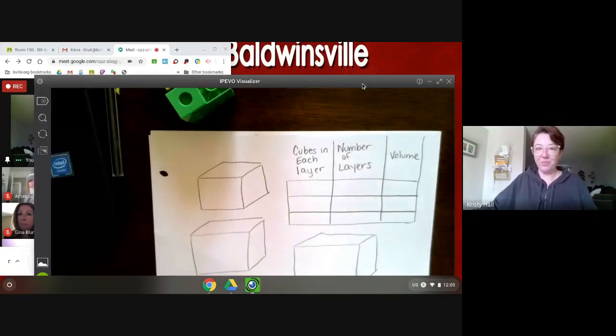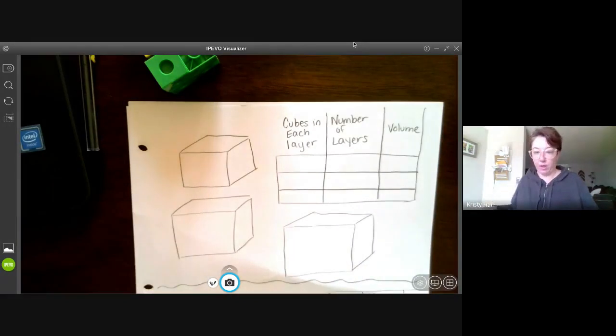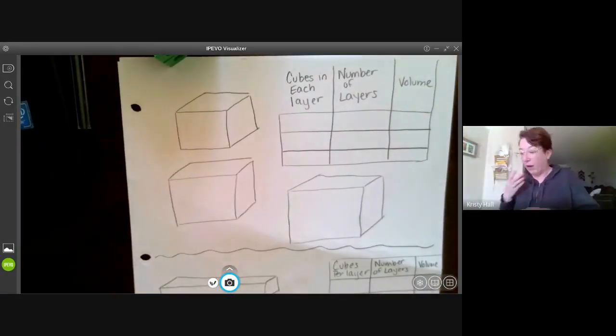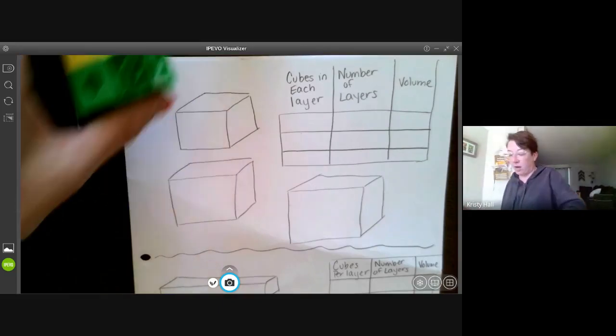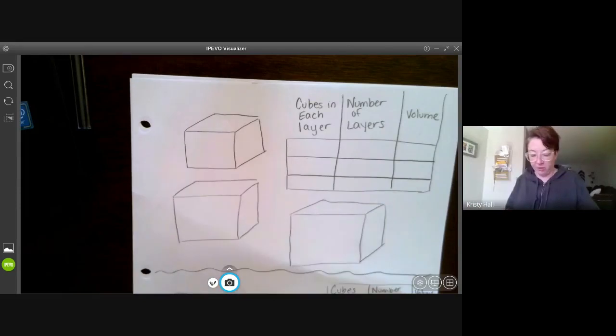Okay, good morning, everybody. So today we are continuing with lesson 4 from module 5. We're going to continue exploring volume. So to start out, I just made a little chart and something we're going to go through together. So you don't need your pencil right now. You're just going to watch and follow along with me for the first part, and then we'll go over to the problem set.